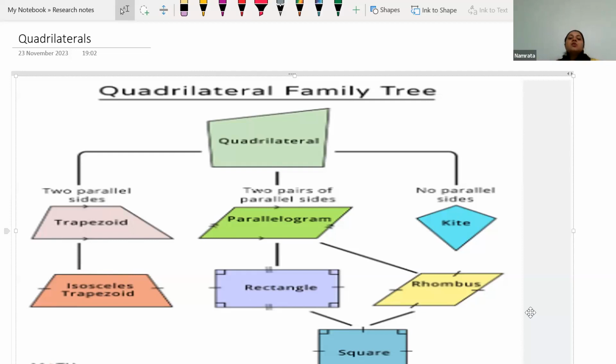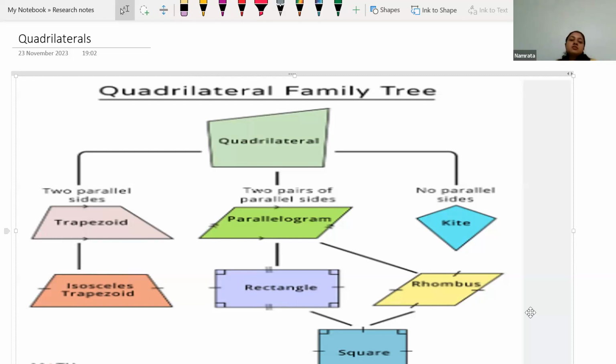Who are the members of the quadrilaterals family tree? Just like in your family tree, your parents will be there, your grandparents will be there, you will be there, and your siblings, if any, will also be there. You will paste the picture of each and every person, write the name, and write what your relation is with that person.